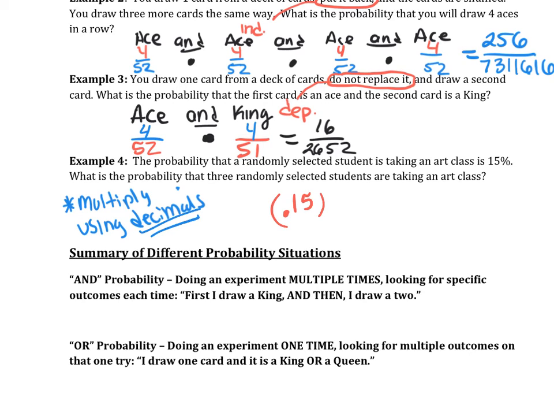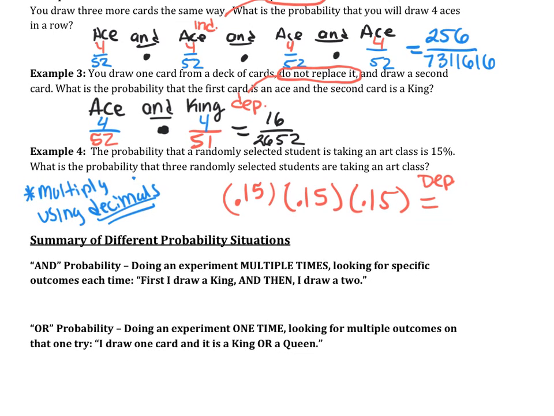Are these going to be independent or dependent events? Does the fact that one student takes the art class have anything to do with the second student taking the art class? Nope, they're their own people. They make their own choices. These are independent events. So that means we can just take 0.15 times itself again, and a third time for all three students. So 0.15 times 0.15 times 0.15. Which will be 0.0034.